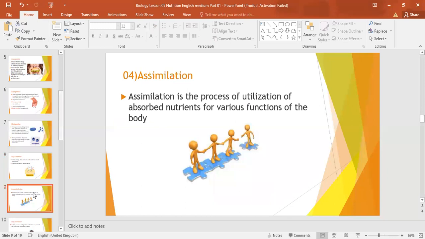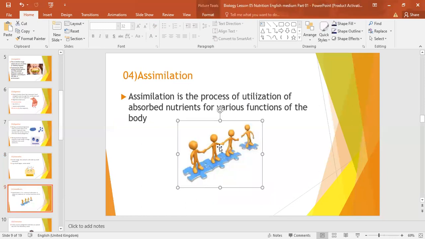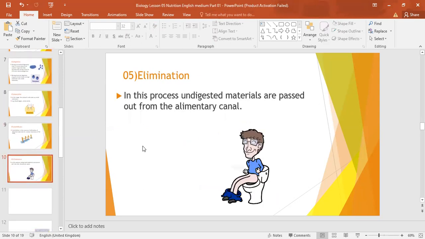Fourth one, assimilation. Take an idea from this picture. Assimilation is the process of utilization of absorbed nutrients. Now our nutrients are absorbed by our cells. Then these absorbed nutrients are utilized for various functions of the body. Okay, that is the assimilation. They go to various regions for various functions in our body. That is the assimilation. The fifth one is elimination.